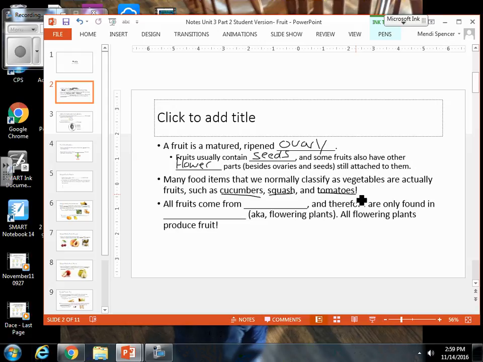Another thing we need to realize is that all fruits come from flowers. So remember, the ovary is a part of the flower, and therefore that classification we give to all flowering plants is angiosperms. All angiosperms are flowering plants, and all flowering plants have ovaries and therefore produce fruit.